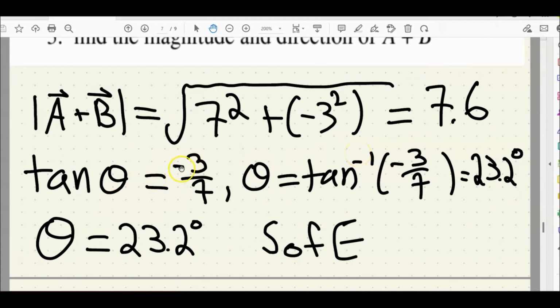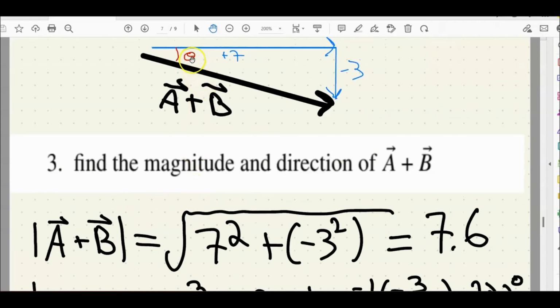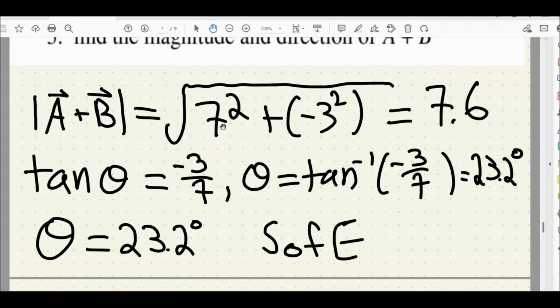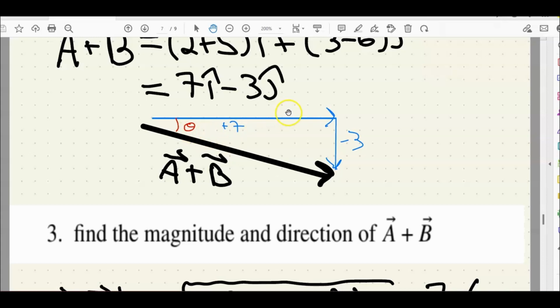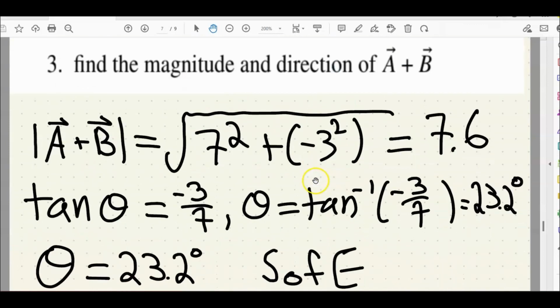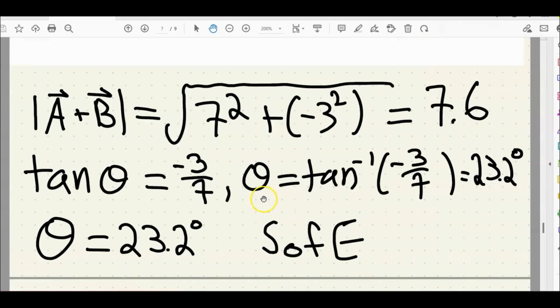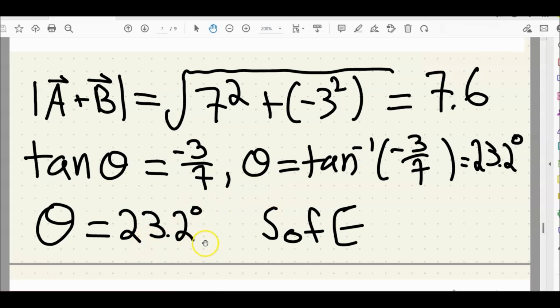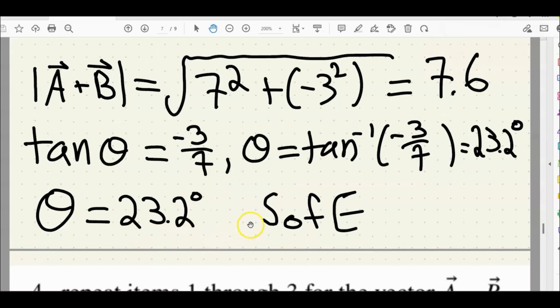The angle: tangent of theta is opposite over adjacent. Here's theta. Tangent of theta is opposite divided by adjacent, which is negative 3 over 7. I always take the absolute value of this number and then just put in the bearing at the end. So theta equals the inverse tangent of negative 3 over 7, which is in fact negative 23.2 degrees. I took the absolute value, I took positive 23.2 degrees, and then you just look to find the bearing. So you would start out east, and then you move south of east. So the magnitude is 7.6, and the angle is 23.2 degrees south of east.